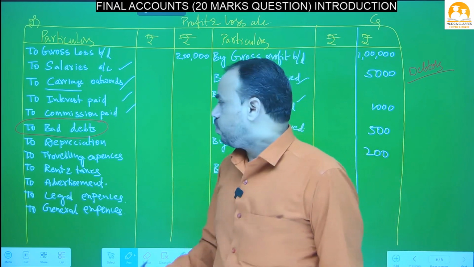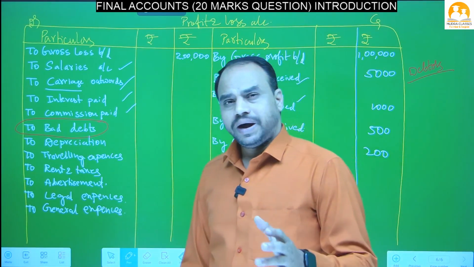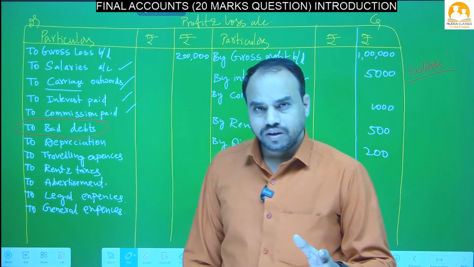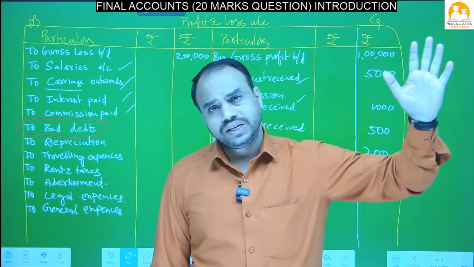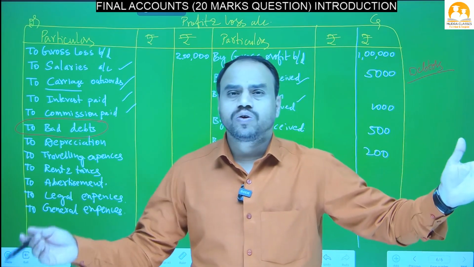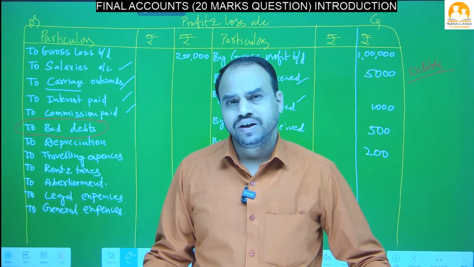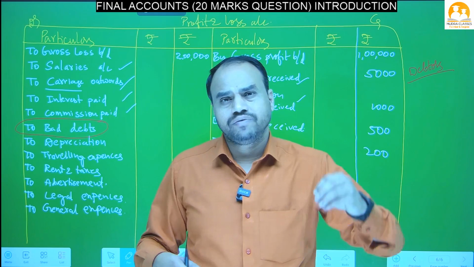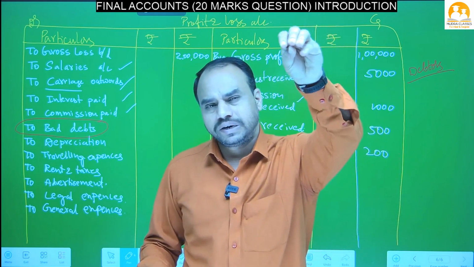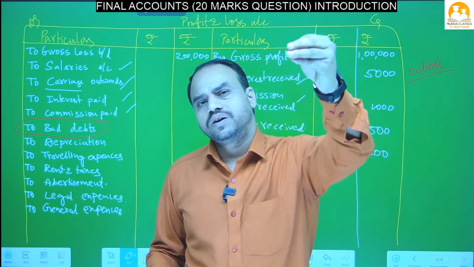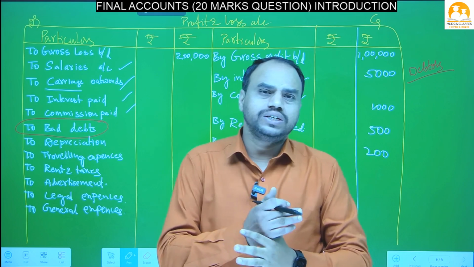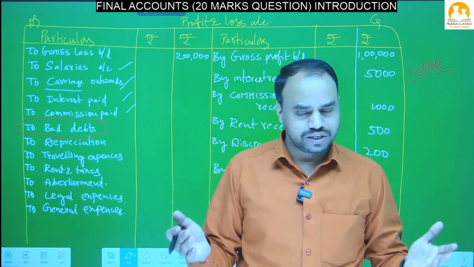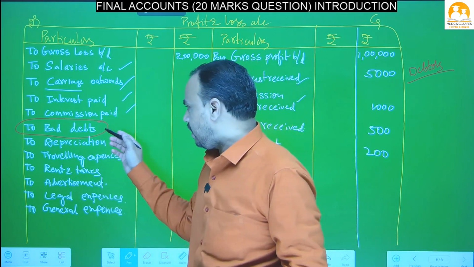Okay, then what is bad debts? Bad debts means the person who took credit from us and left the village without paying the cash. We don't know where he is staying, where he is living. That means we lost. We gave some credit to person A, person Ram, 10,000 rupees of goods on credit. Now that person has left the village. We don't know where he is staying. So that is a loss to the business. That is called bad debts.